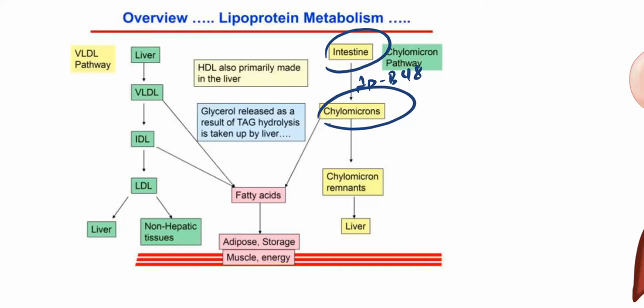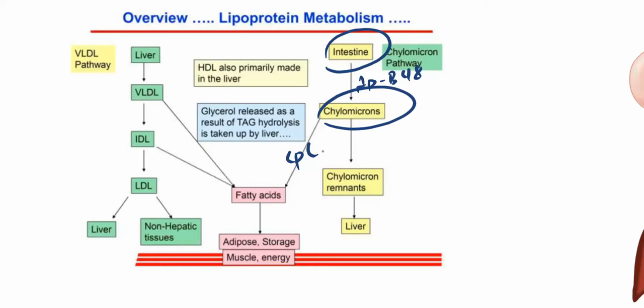Chylomicron moves through our lymphatic system, right? So it's absorbed through the lacteals, goes to the lymphatic system, it's dumped into the circulation, and as the chylomicron moves through circulation, the fatty acids are removed via the action of lipoprotein lipase, all right?